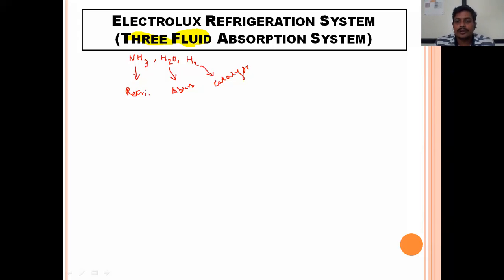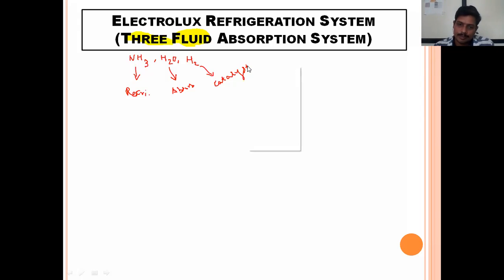In the Electrolux refrigeration system, or the three-fluid refrigeration system, the fluids we are using are ammonia, water, and hydrogen. Out of that, ammonia is used as a refrigerant, water is used as an absorbent, and hydrogen is used as a catalyst.